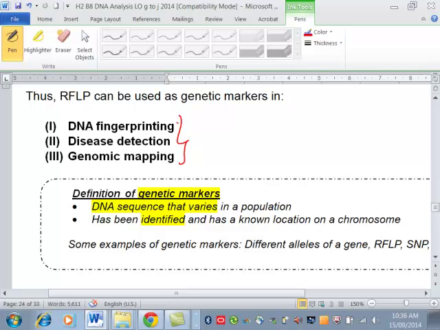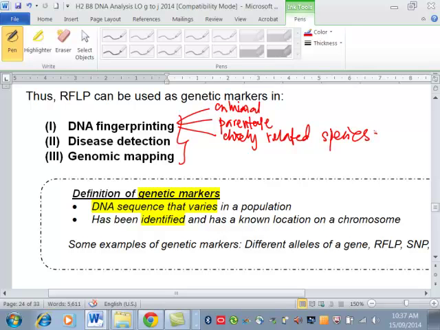DNA fingerprinting has 3 further applications, right? I want you to write down. Number 1 is, can someone remind me? Oh, criminal, yes. Criminal cases. Number 2 is parentage. Number 3 is homology or closely related species. Everyone clear? So DNA fingerprinting has 3 further applications.